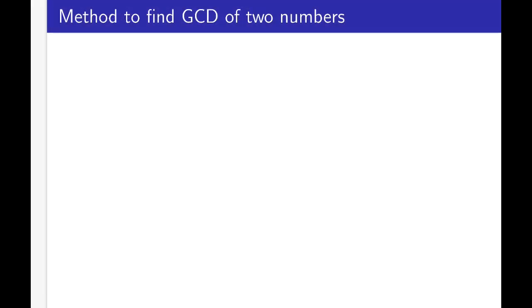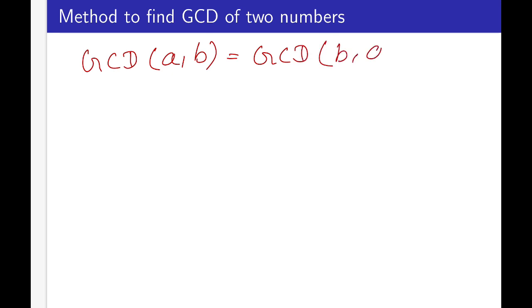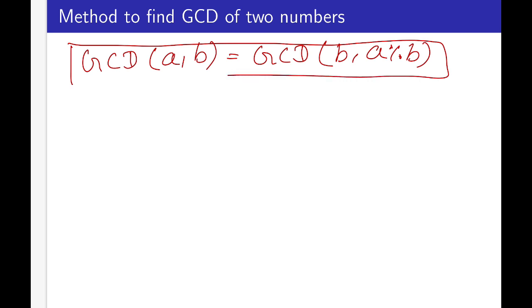Now let us consider another example, that is the method to find the GCD of two numbers. So we know the Euclid's algorithm to find the GCD of two numbers, that is like this. GCD(A, B) = GCD(B, A % B). So this is the formula given by the mathematician Euclid, or we can say this is the Euclid's algorithm to find the GCD of two numbers.